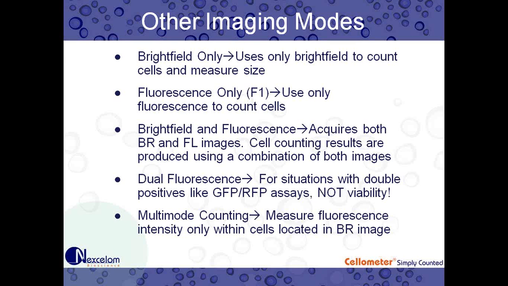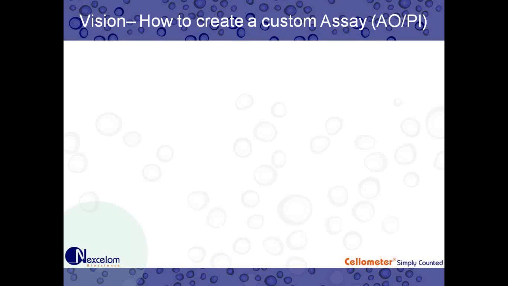The other imaging modes available to you are the bright field only, which uses only bright field to count cells and measure size. The fluorescent only, which uses only the fluorescence to count cells. There's a bright field and fluorescence option that uses a combination of both images to count your cells. The dual fluorescence image mode is for assays where double positives are likely, and we want that to happen. These are not for viability assays. It's more for like GFP, RFP cells. And there's also an option of multi-mode counting, where you can measure the fluorescent intensity only within the cells located in a bright field image.